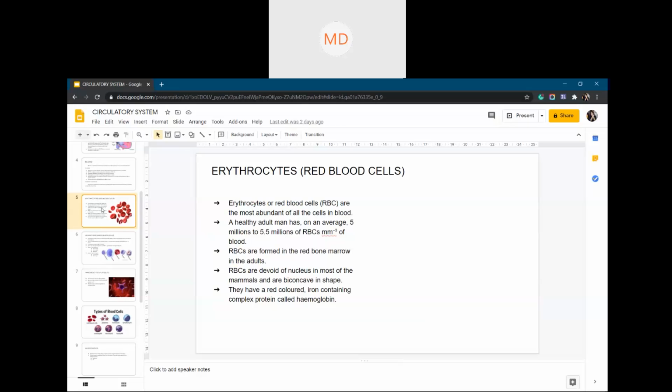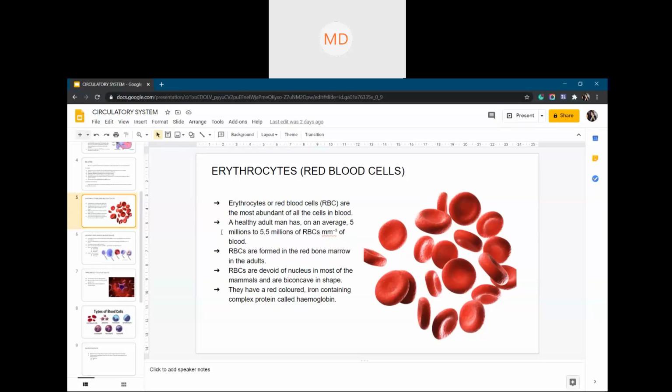Okay. So first is erythrocytes. This picture is not loading. Anyways, first is erythrocytes, that is the red blood cells. The red blood cells are the most abundant of all the cells. What is the meaning of most abundant? Out of all the three cells, red blood cells, white blood cells, and platelets, the red blood cells are the highest in number. That is the first thing you need to remember.